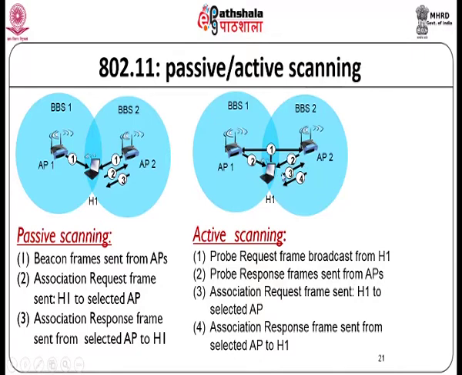Now out of these two, it selects one access point that it wants to connect to, maybe based on, again, signal strength or whatever reason, and it sends an association request frame to that particular AP. That will send back an association response frame and the association gets completed. So these are the two modes, passive mode and active mode, for getting connected to the network.